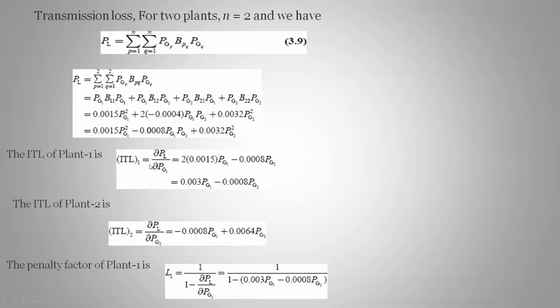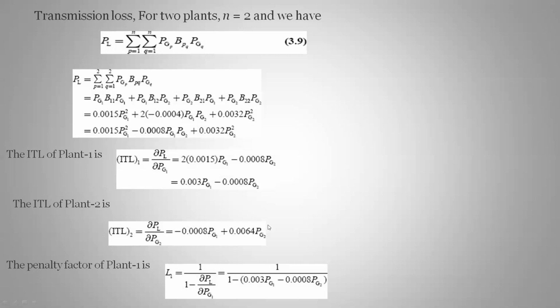So your differentiation is with respect to Pg1, so this one is Pg2. So this is 0. Next, you are taking the Pg1, so minus 0.0008 Pg2. Okay, next, same, the incremental transmission loss of plant 2, with respect to Pg2, so dou PL by dou Pg2. So Pg1 is 0.